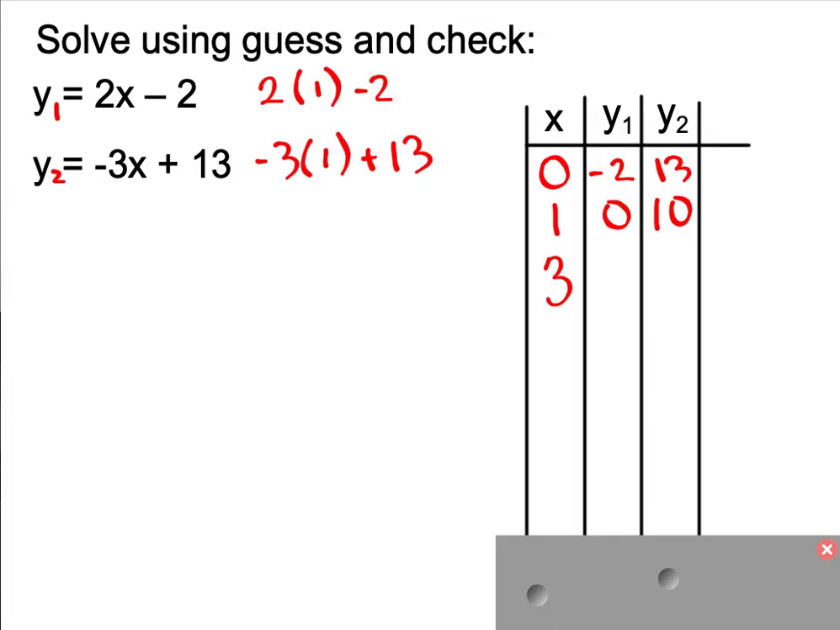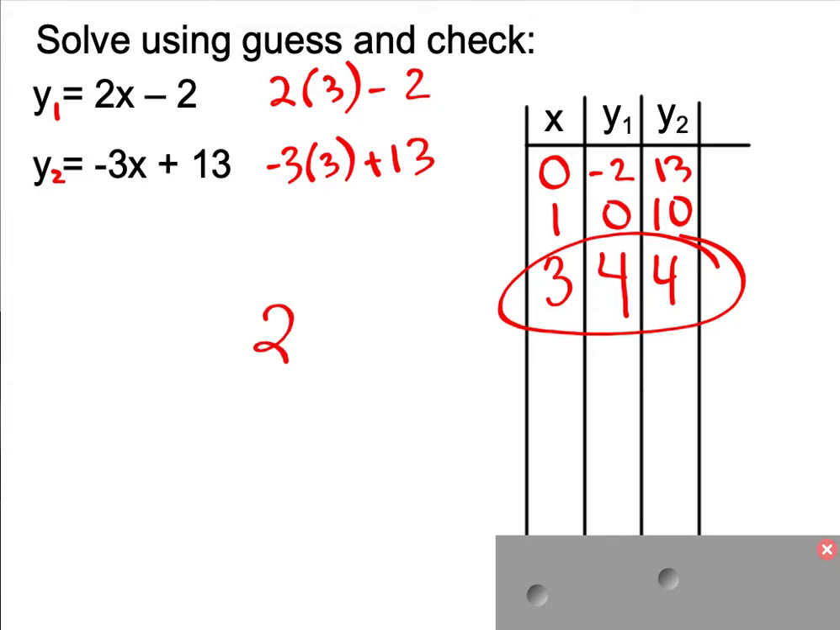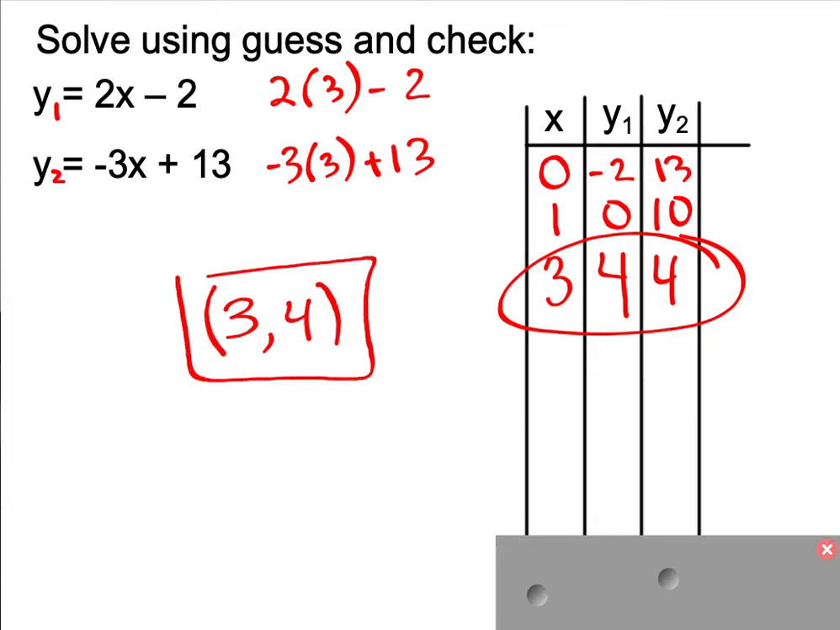If I try 3, I can do 2 times 3 minus 2. That's 6 minus 2, which is 4. I can do negative 3 times 3 plus 13. Negative 3 times 3 is negative 9, plus 13 is 4. This is it. The answer is 3 for x, 4 for y. And that's using guess and check.